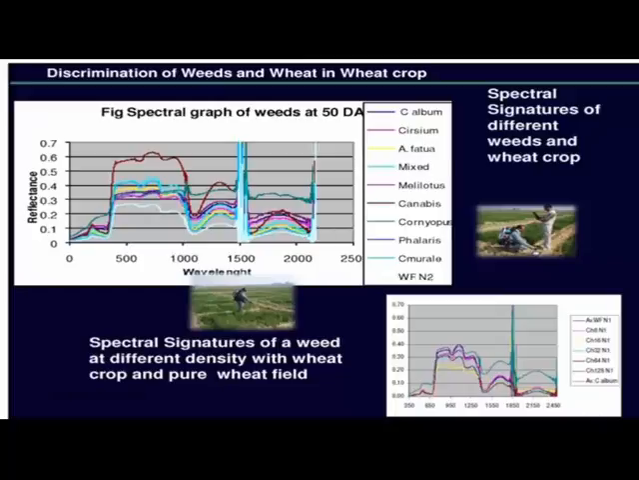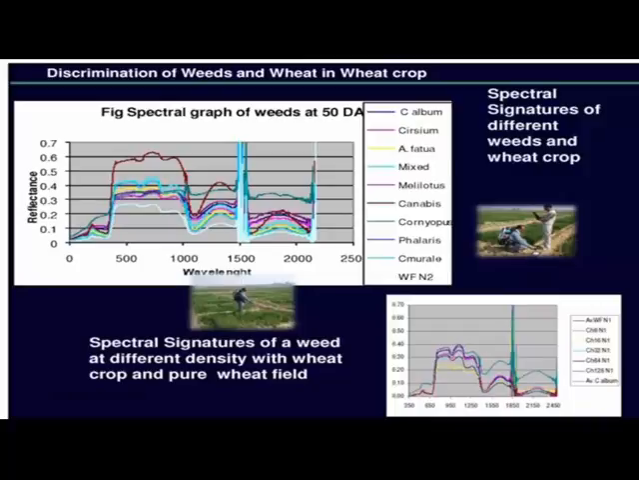This is a wheat crop with a nitrogen treatment, and these are the weeds. So you can see the spectral pattern of weeds, how they are differing. And here what it tells you is, this is the weed called chenopodium, which is with a different density in a wheat crop. Wheat crop is there with that chenopodium density.